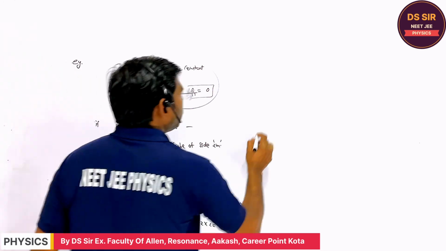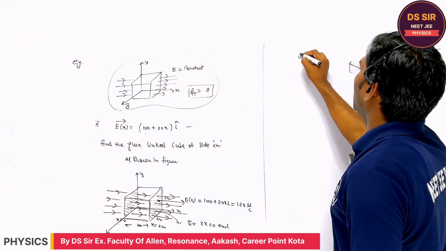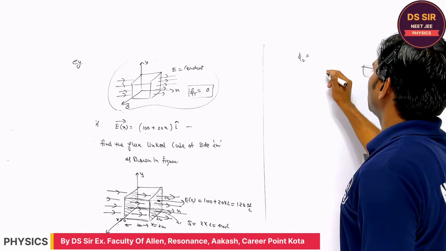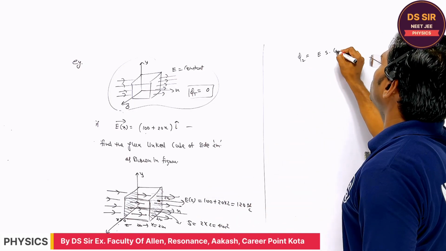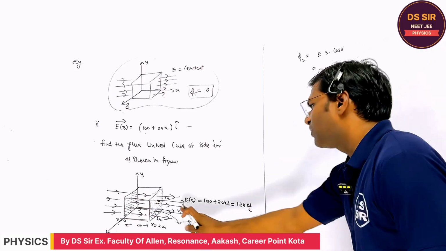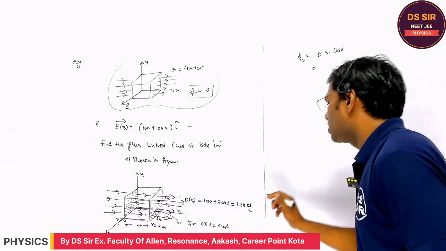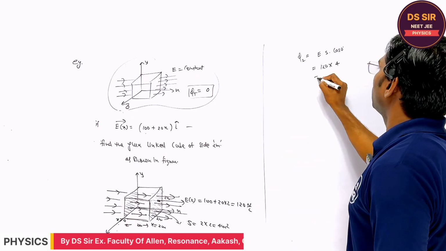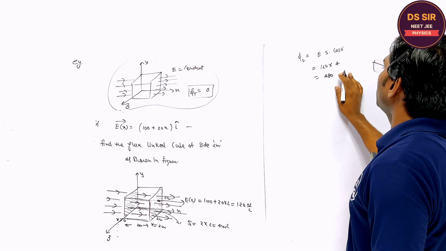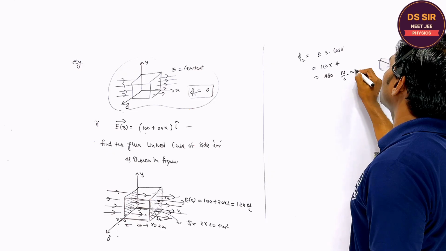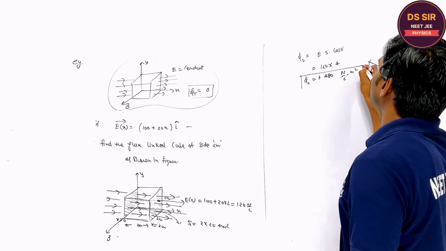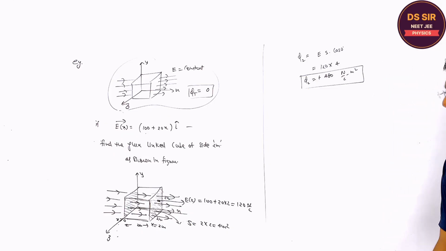So what is the outward flux? The outward flux phi 2 I am writing. Outward flux is nothing but E into S into cos 0. The electric field at this point is 120 Newton per coulomb, and the surface area is 4, so it is 480 Newton per coulomb meter square, and this outward flux is positive. Is it clear or not?